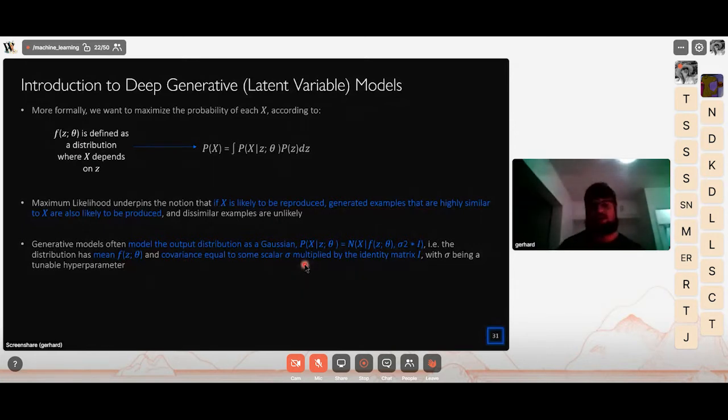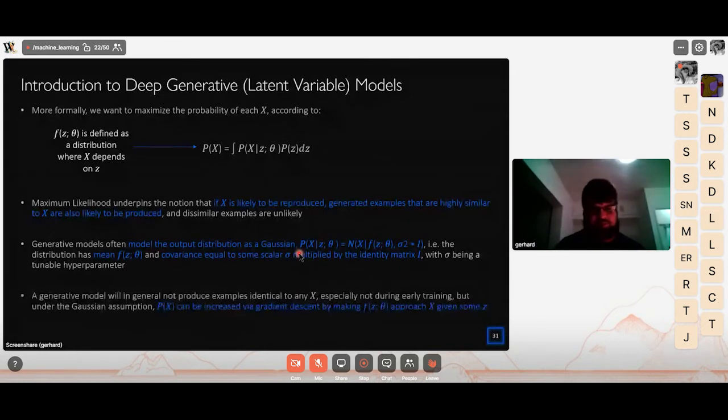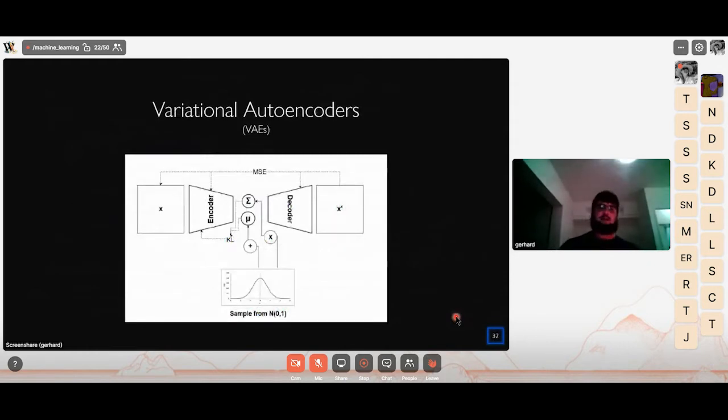Often this latent space is modeled as a multidimensional Gaussian. So essentially, we're trying to find the mean of this distribution, and we're trying to find the standard deviation of the distribution, which is multiplied by the identity matrix. In general, we won't find that, so most Z will not result in anything similar to X, but we can maximize the probability of obtaining X via gradient descent by making this function approach X, given some latent variable Z.